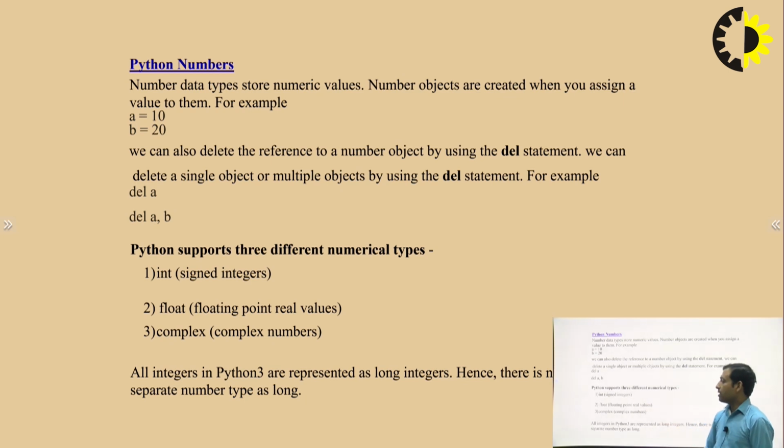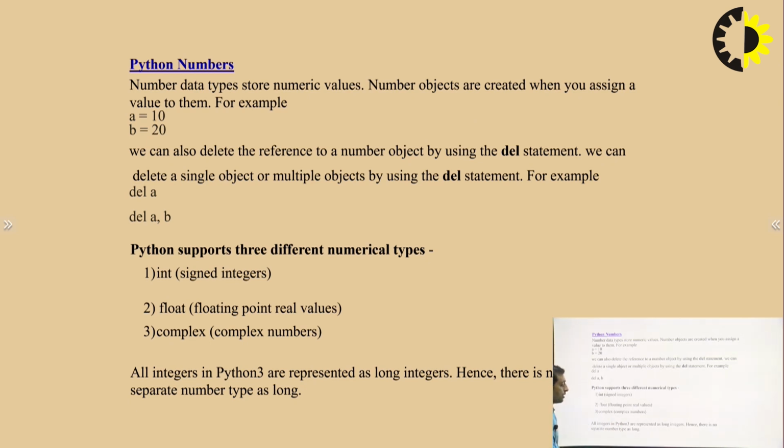Now Python supports three different numeric types also. First is integer, meaning signed integers. Float values have a fractional part also. And complex numbers have real and imaginary parts both.